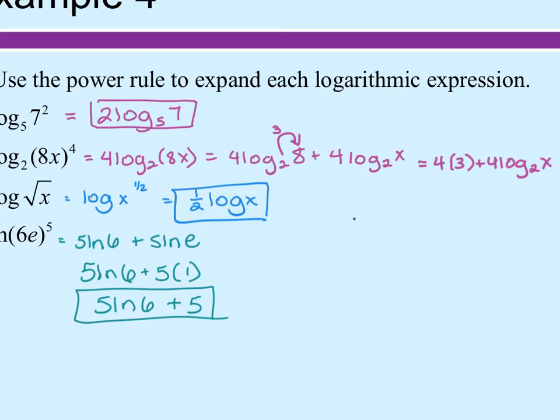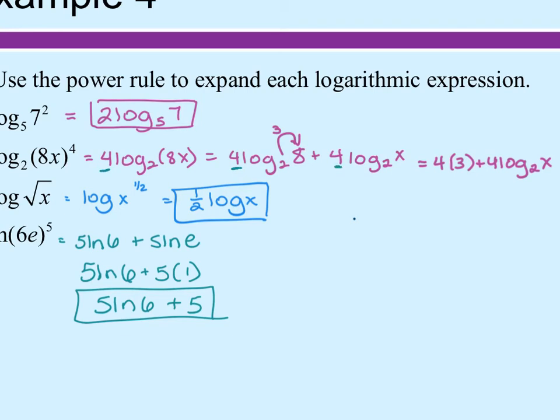Make sure both of those terms get the 4. If these parentheses were not here and the exponent was only on the x, then the x term of your log would only get the 4. But because those parentheses are here, both of the terms get the 4.